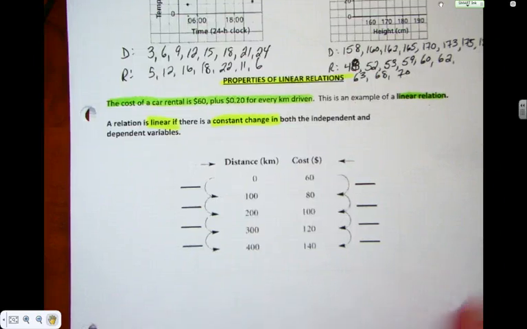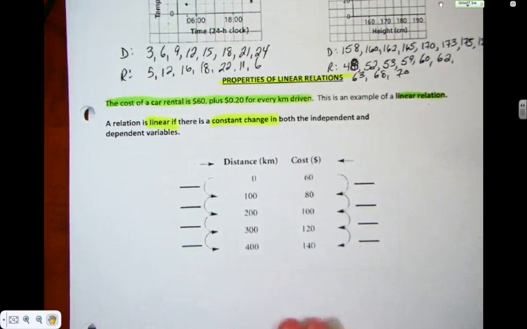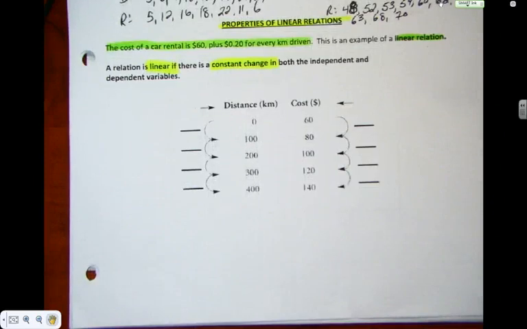What does it mean by constant change? Well, here's just a table of values. And how many ways are there to express a relation? Five. What are the five? Coordinates, table of values, equation, graph, diagram. So they've chosen to give you a table of values here, and they've told you the distance and the cost.